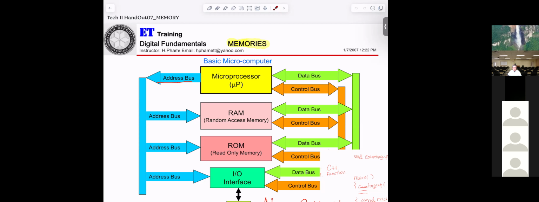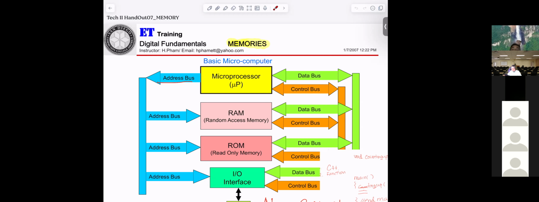How many data wires? The same, 64. No, 32. Because, yeah, controller of the data. Okay. 32 and 32. Yeah. And a control bus. That means the CPU needs to know, okay, what to do.